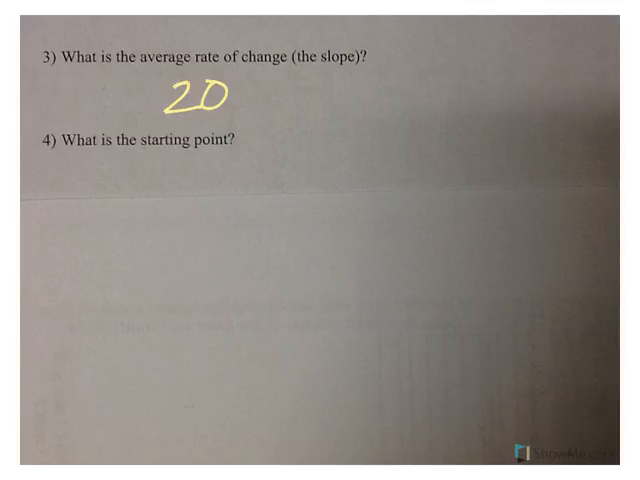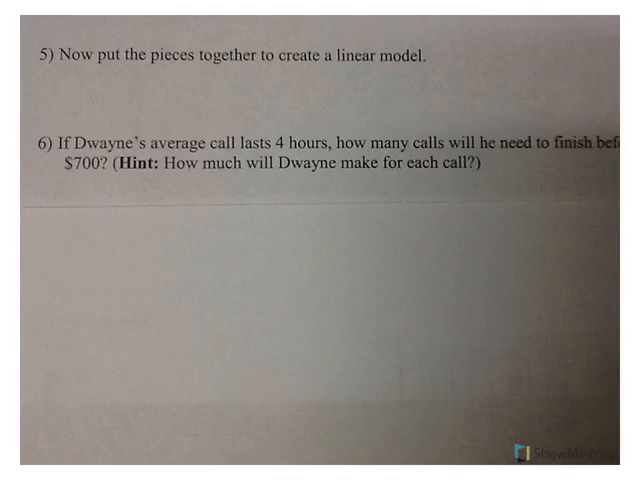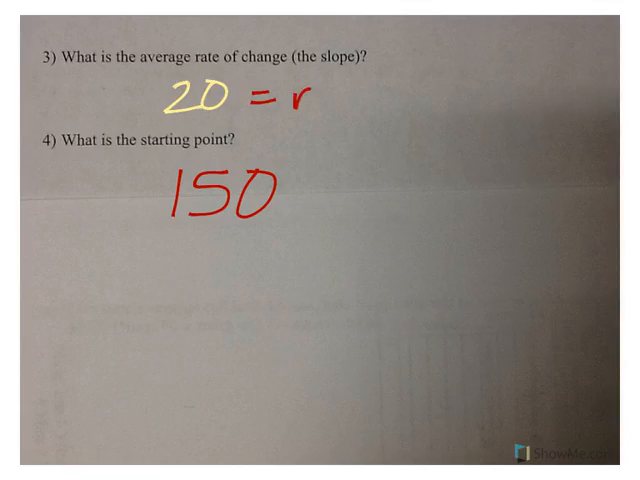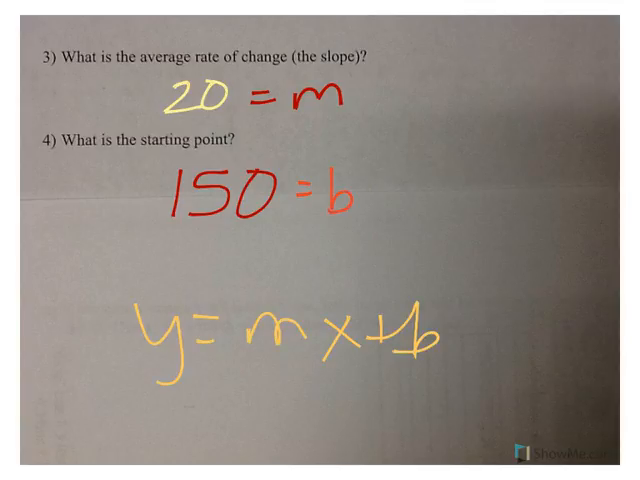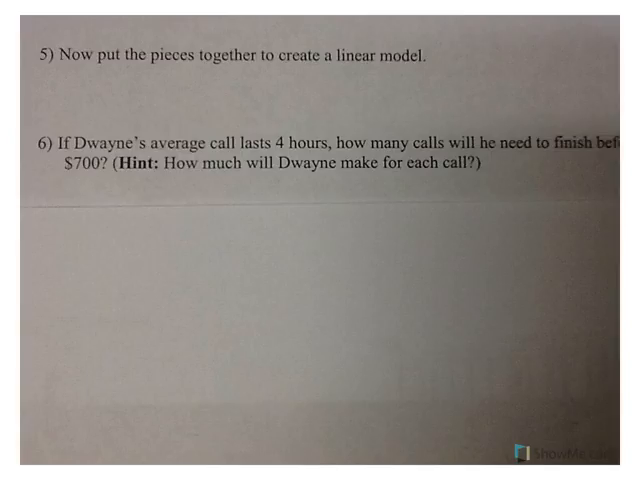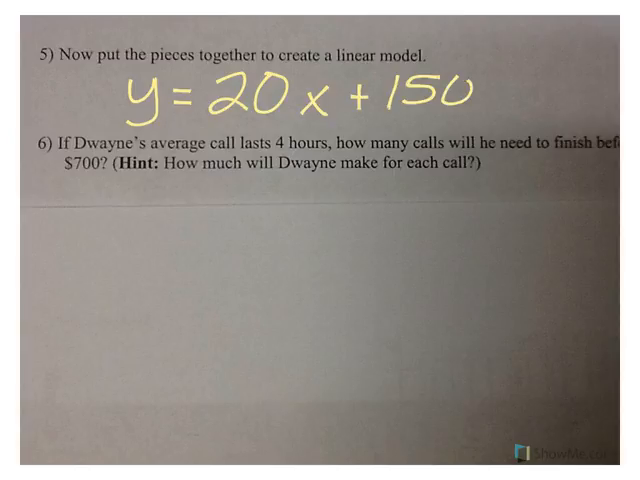Now the starting point is the 150. It's that one-time occurrence, what happens one time and then doesn't happen again. That is your starting point. So we call our slope m, and our y-intercept is b. When you're looking at your model, y equals mx plus b. So in number 5, we're going to put those pieces together: y equals slope times x plus the y-intercept.